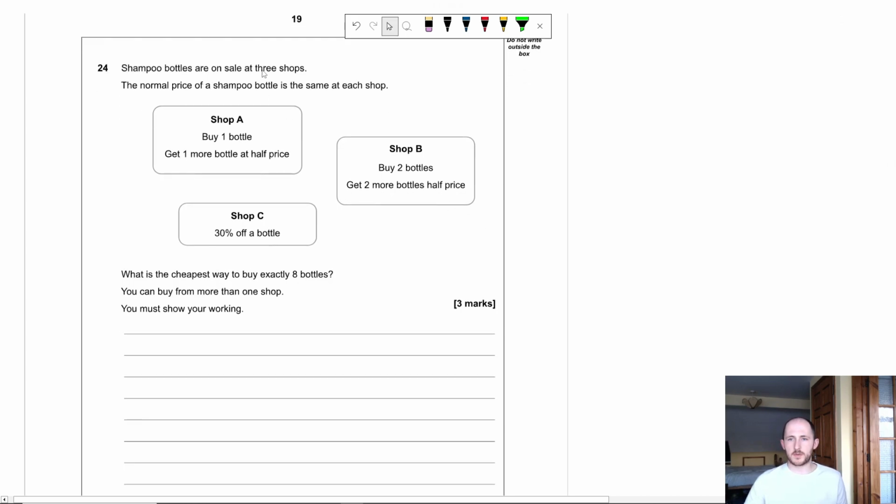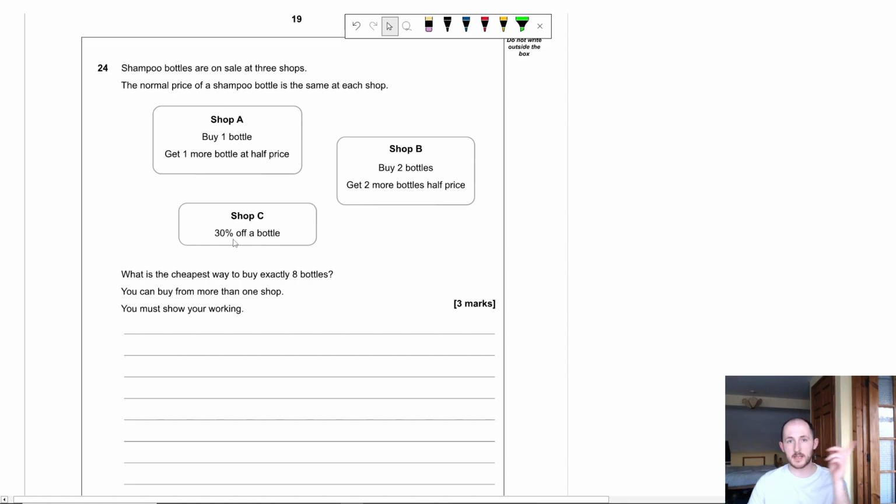Okay, shampoo bottles are on sale at 3 shops. The normal price of a shampoo bottle is the same at each shop. What is the cheapest way to buy exactly 8 bottles? You can buy from more than one shop. You must show your working. So, if we have a look at this, you can either get 30% off of just 1 bottle. You could get 2 bottles with 2 half price. You can get 1 bottle and the next one at half price. So both of these shops are actually very similar. In fact, they'd be the same in this case.